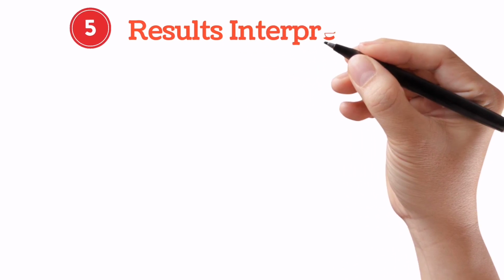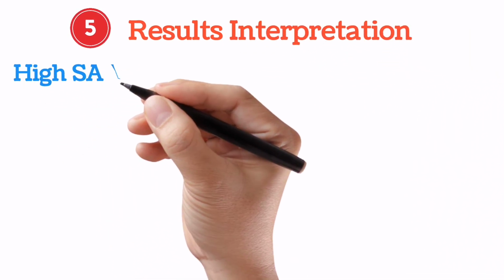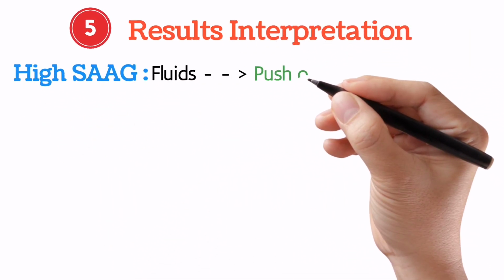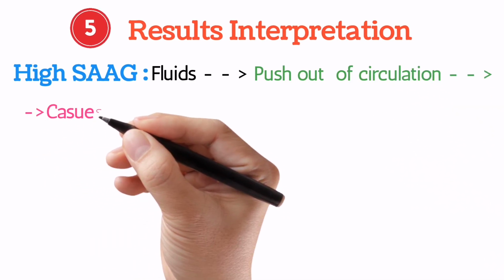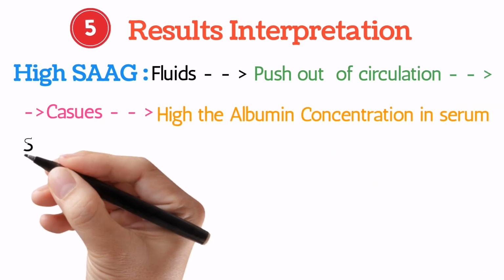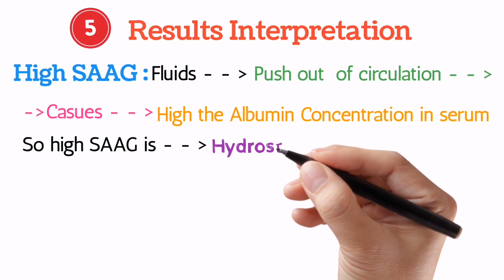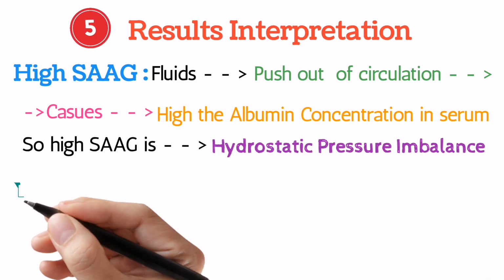Now, how to interpret the SAAG result? In case of a high SAAG, it means the fluid is pushed out of the circulation, which causes a high albumin concentration in the serum. It means that a high SAAG value suggests that there is a hydrostatic pressure imbalance.